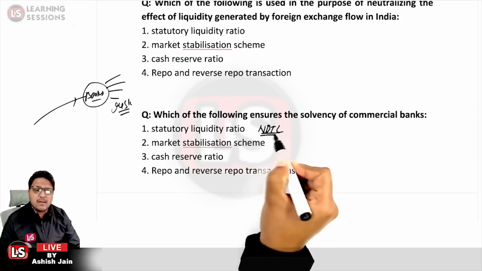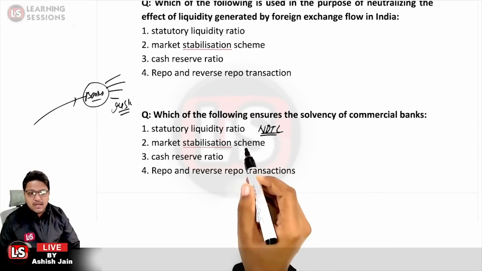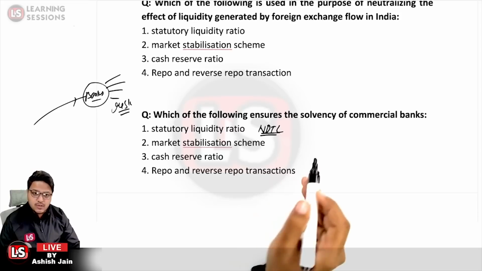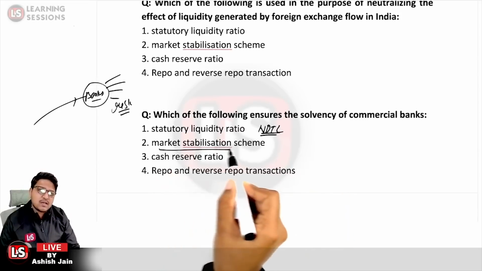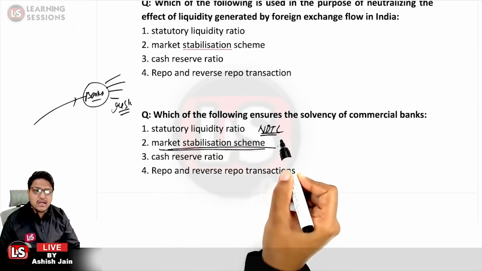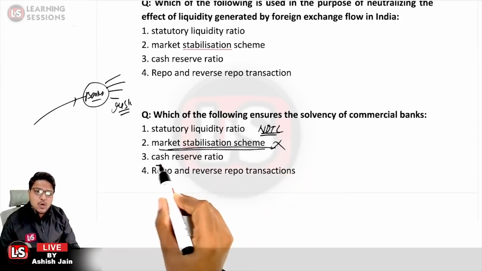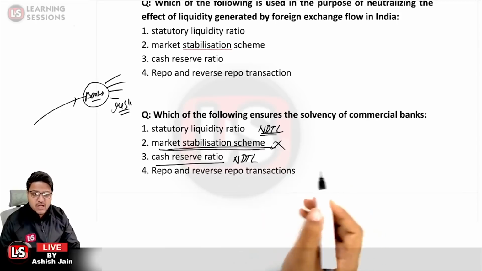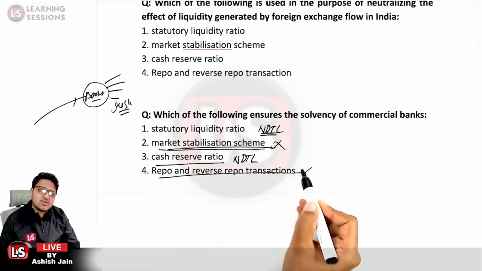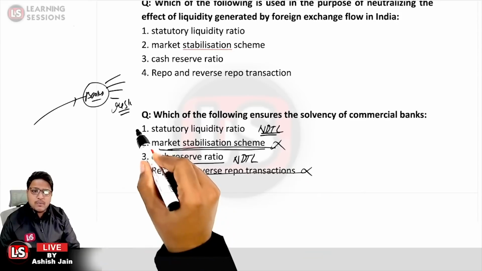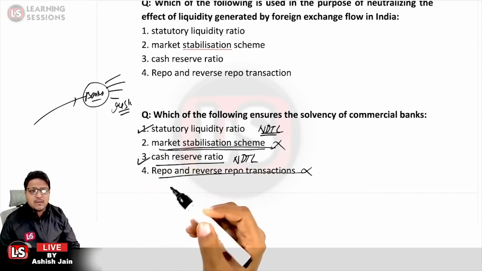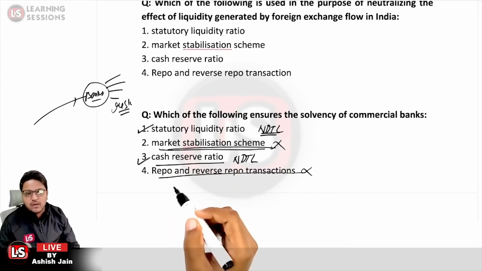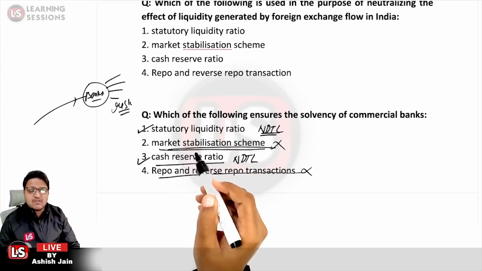So I already told you that a fixed percentage of the NDTL, the net demand and time liabilities, is to be maintained within India by the banks in case of the SLR, in the form of cash, gold and approved government securities. Under the market stabilization scheme, it was related only to issuing of MSS bonds, nothing related to solvency. For the cash reserve ratio, a fixed component of the NDTL is to be maintained with the Reserve Bank of India in the form of cash. Repo and reverse repo transactions are also not related to solvency. So the two components, 1 and 3, are related to maintenance of the solvency of commercial banks. If there was an option with both 1 and 3, we must have selected that.